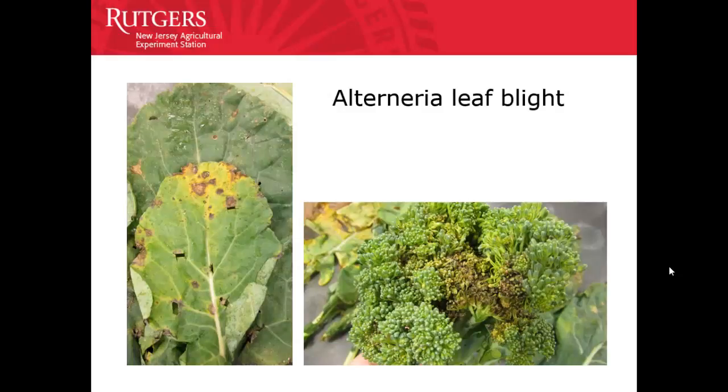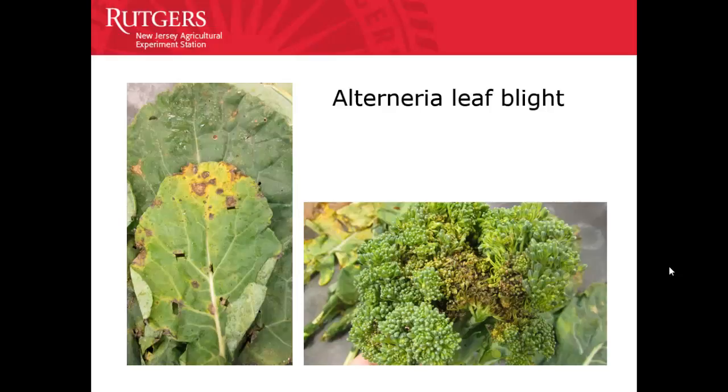Alternaria leaf blight. Has anyone dealt with this the last couple of years? I've gotten more and more samples down at the lab. Alternaria is very common across multiple crops. You've probably seen Alternaria on tomato in the past. It can show up on the leaves, which isn't terribly a problem, but if it gets on the head, in this case broccoli, it's going to cause significant damage, and that's what we've seen the past couple years.